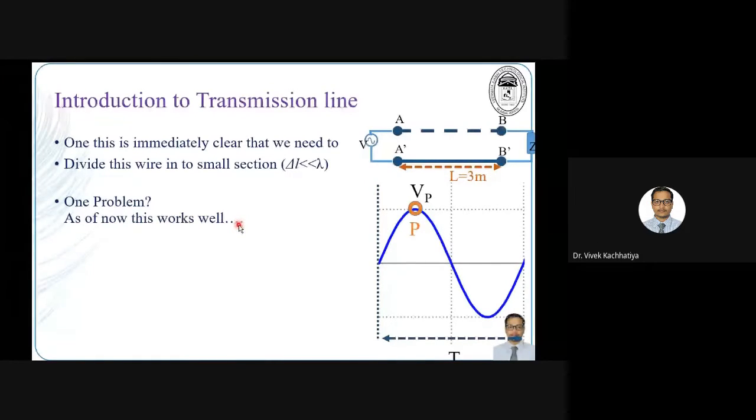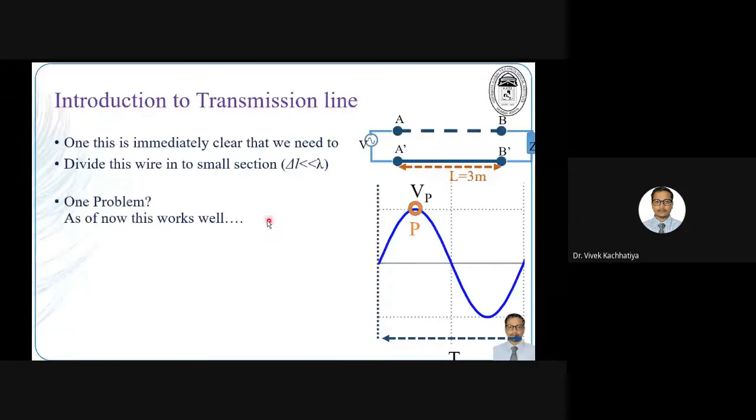What will happen next if I further increase my frequency? If you further increase your frequency, the number of parts to be divided will increase. So as frequency increases, my lambda decreases and again it becomes comparable to the delta L section. So again I have to divide my length further, right? So instead of 60,000, now I have to go for 80,000 divisions. So what best can we do for this?